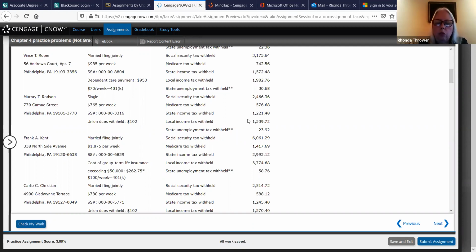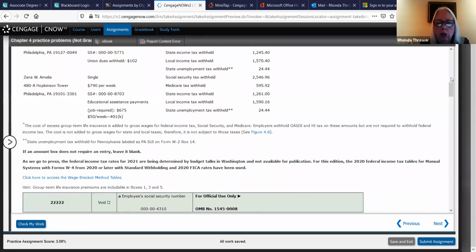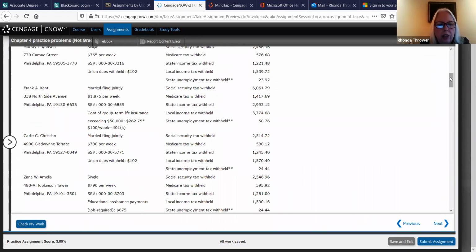The rest of this was just exactly as we've done it before. You just need to make sure that you're looking up for him that he's single and it's on $765 per week to record the federal income taxes. Once you have the weekly amount of federal income tax, you multiply it by 52 weeks to get the yearly amount. So let's see if we can look at another one, see if there's any different. Oh yeah.